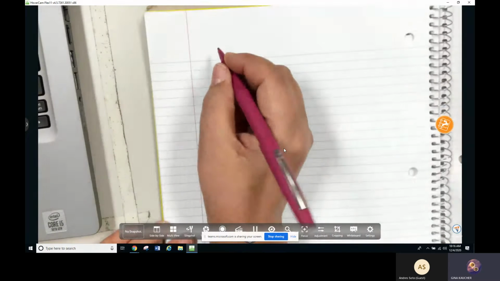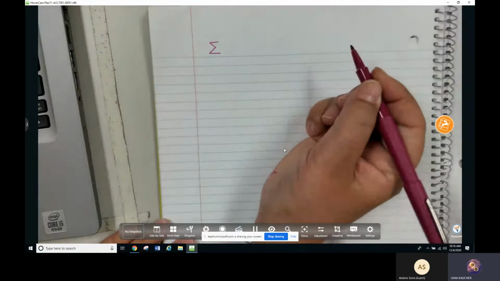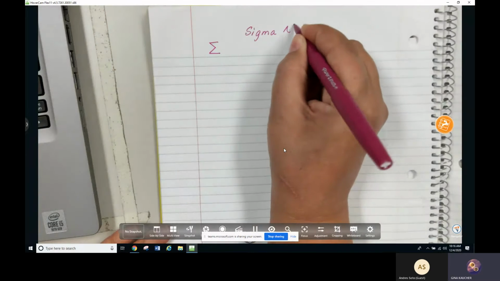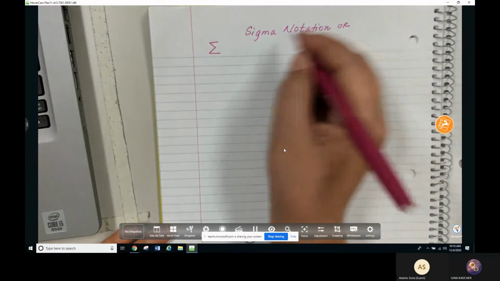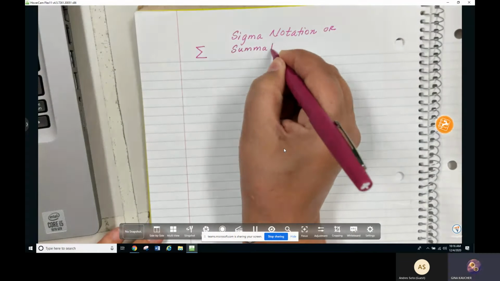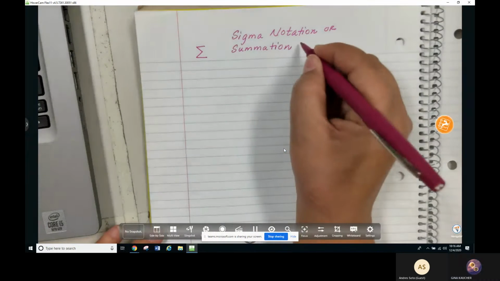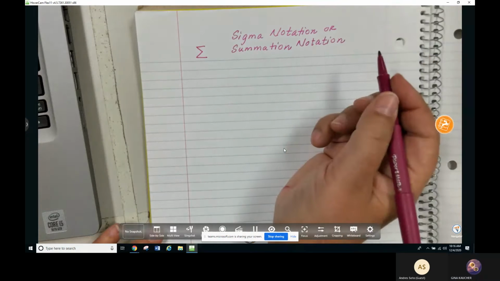So all you do is you make this squiggly thing. It's just like an E kind of line, and then you go in, out, back in. That's sigma. So sigma notation, or kind of more in English, it's called summation. They might say the summation when you see that. So this is also summation notation.